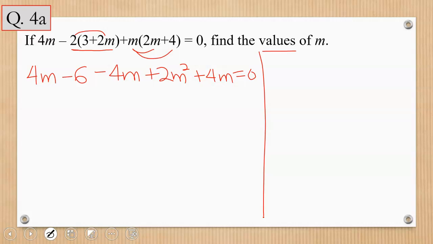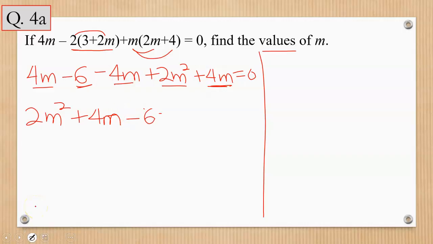So we now simplify. We have 4m here minus 4m here. That will give us 0, right? Then we have 2m squared. Then this is left as plus 4m. Then this also left as minus 6. There is m here. And everything is equal to 0.